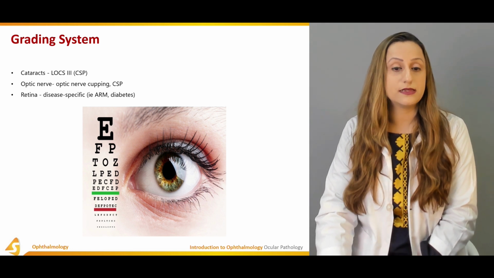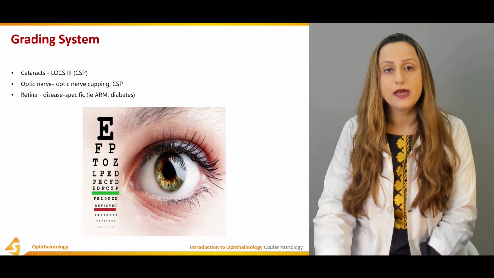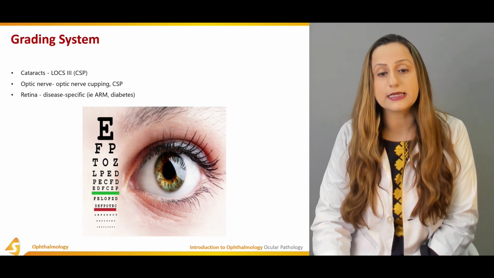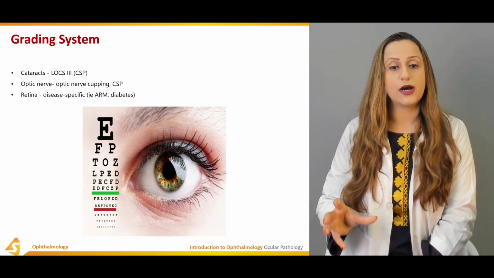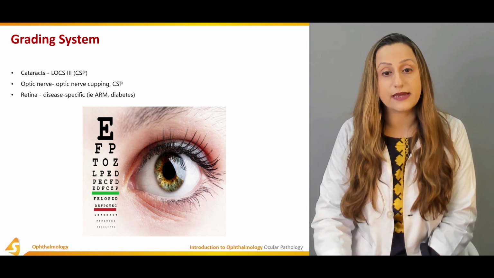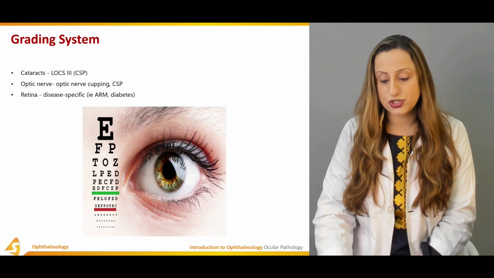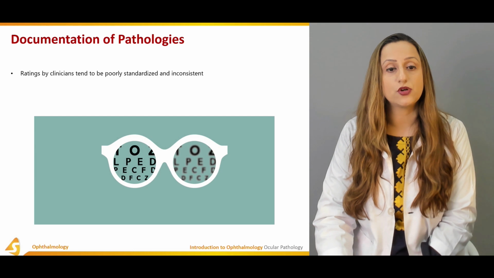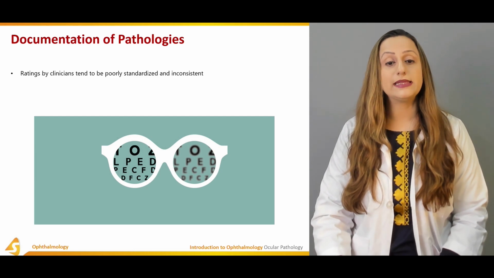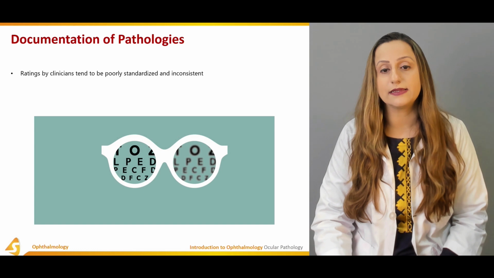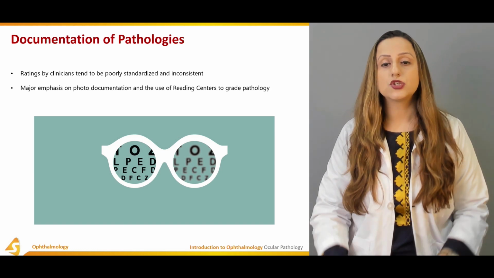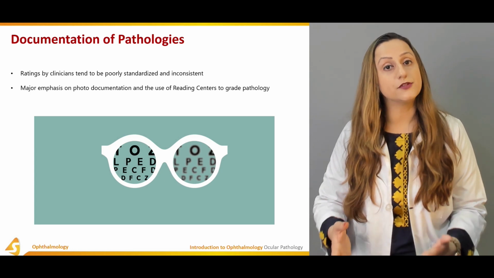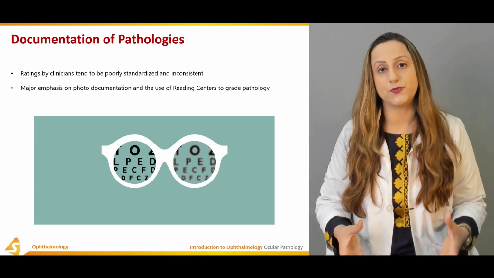Knowing the normal is again very important when you have to differentiate from the abnormal features in that particular person. The retina is basically examined for the disease specific features. As I've already mentioned, in diabetes, we have the cotton wool appearance that is basically spotted on the retina. And then we have the ARM, that is the age-related macular degeneration, retinal degeneration. It can also be documented over here. The documentation of the pathologies includes the rating by the clinicians, and it tends to be poorly standardized and inconsistent. So usually there is a lot of variation from one physician to the other physician. So the standardization is quite poor over here.